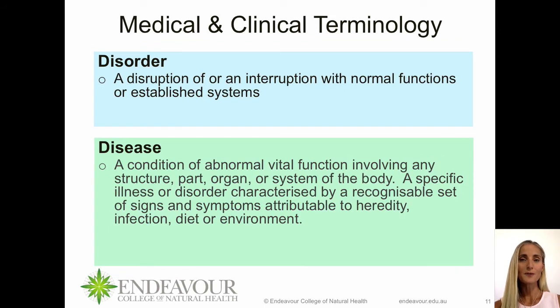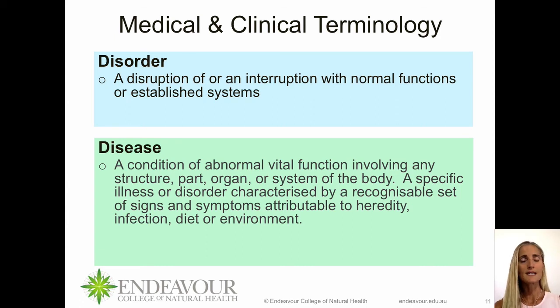So medical and clinical terminology continued. A disorder. Now it gets a bit blurry here between conditions, diseases, and disorders, and it can sometimes be a bit hard to differentiate between them. But a disorder is a disruption of or an interruption with normal functions or established systems. Whereas a disease results from a pathophysiological response to internal or external factors, and a disease involves a structure, part, organ, or a system of the body. So it's a lot more specific.